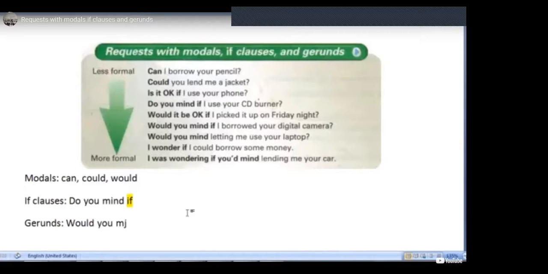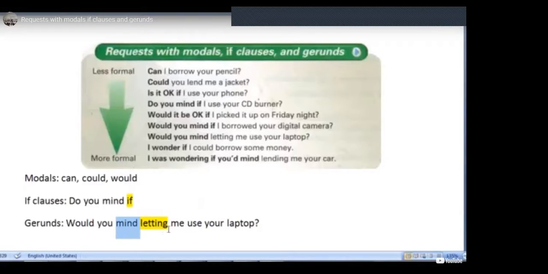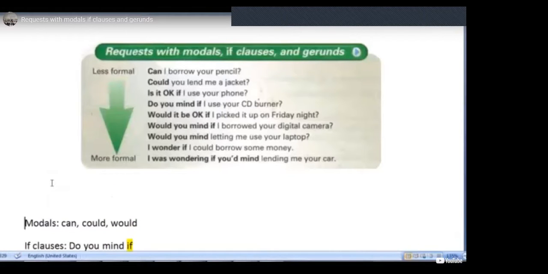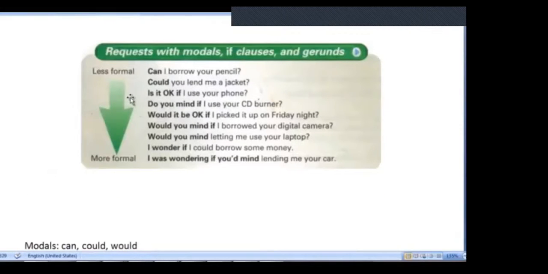Would you mind letting me use your laptop? What we mean by this is that we're going to use a gerund. So after "would you mind," we're going to have to use a gerund. I'm going to quickly point that out in a second. Let me quickly point out the examples that we see here. On the left, if I use the expression, "Can I borrow your pencil?" that is something that I will typically ask a friend, someone that I'm very close to.